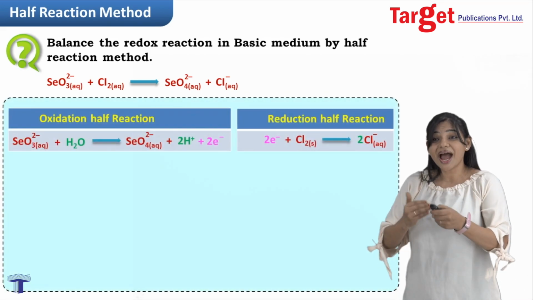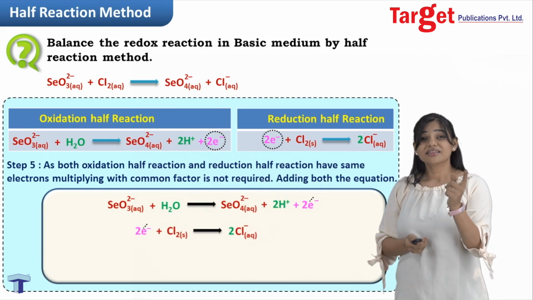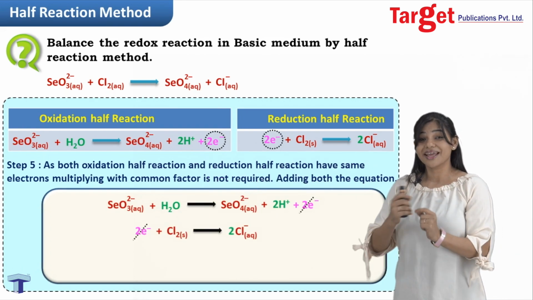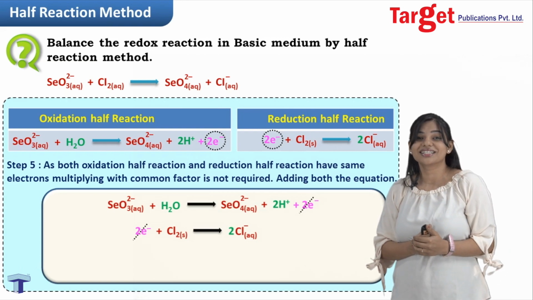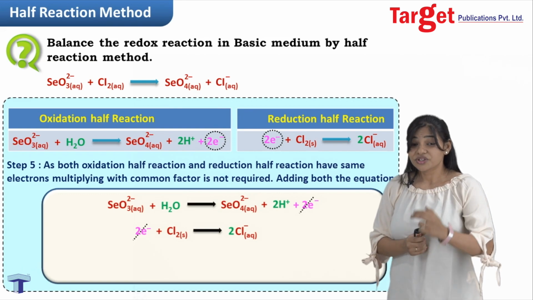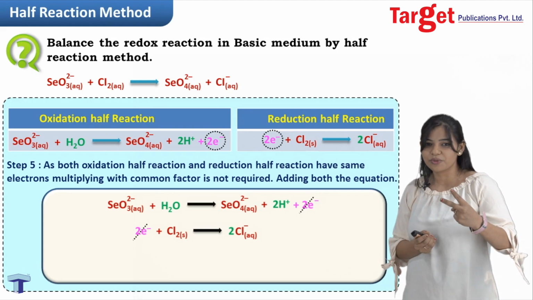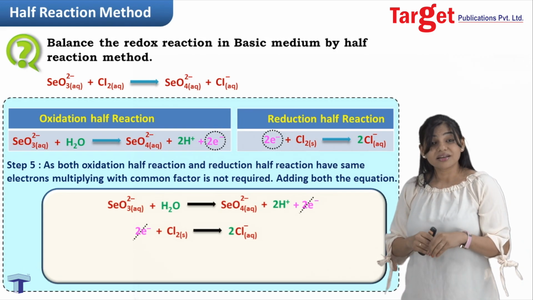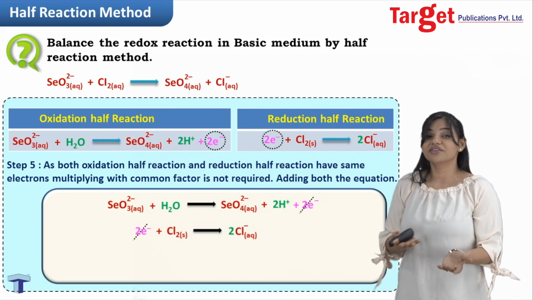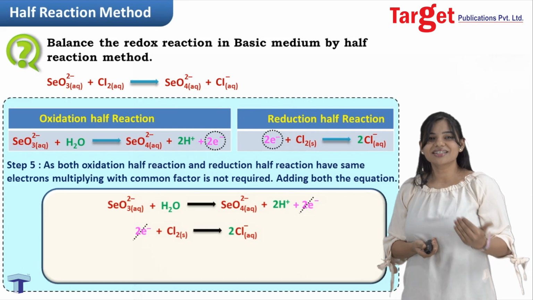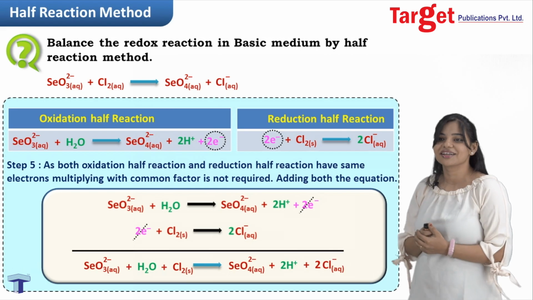The next step is to add both the reactions. So when we add both the reactions, you can see there are 2 electrons both on the reactant side as well as on the product side, for the oxidation and reduction reactions. Since the number of electrons lost in the oxidation half reaction is 2 and the number of electrons gained in the reduction half reaction is again 2, we do not need to multiply with any factor. So we can just cancel the electrons in both the reactions and we get a net reaction like this.